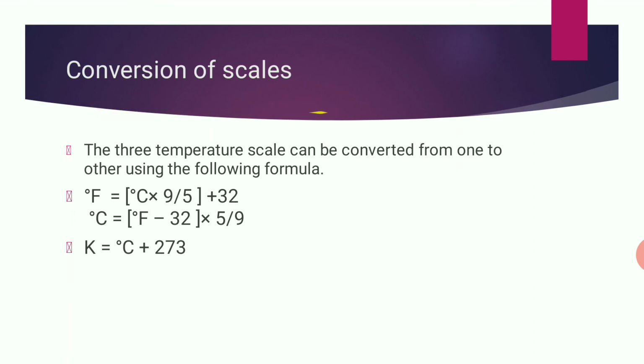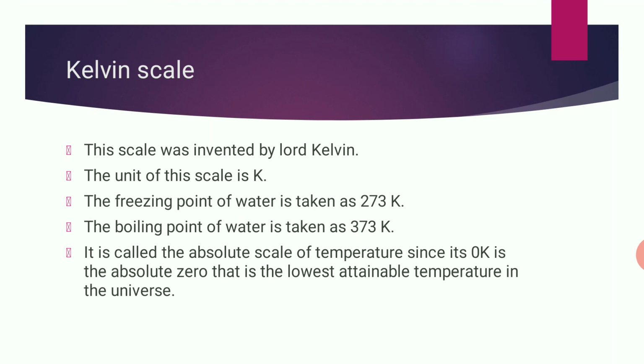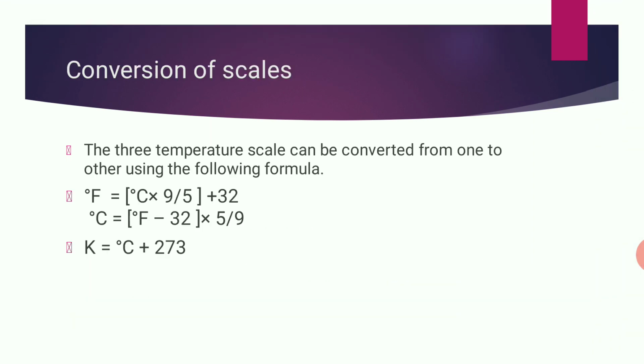Next, conversion of scale. How to convert degrees Celsius into Fahrenheit or Fahrenheit into degrees Celsius? The temperatures can be converted from one form to another using these formulas. Fahrenheit equals degrees centigrade times 9 by 5 plus 32. Similarly, Kelvin is degrees centigrade plus 373. These are the formulas which you have to learn.